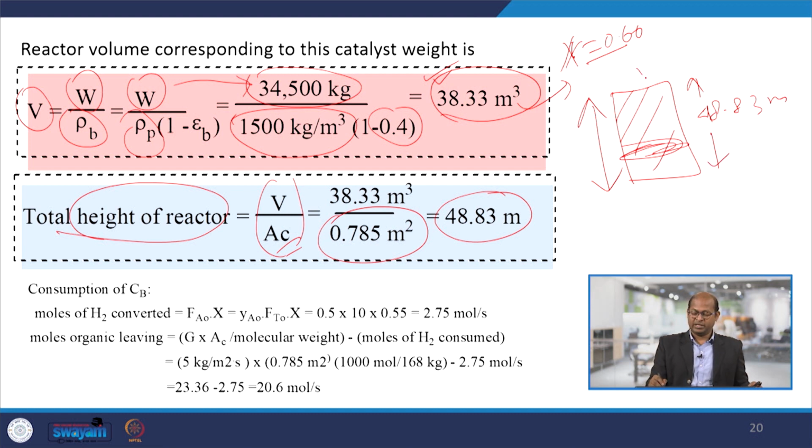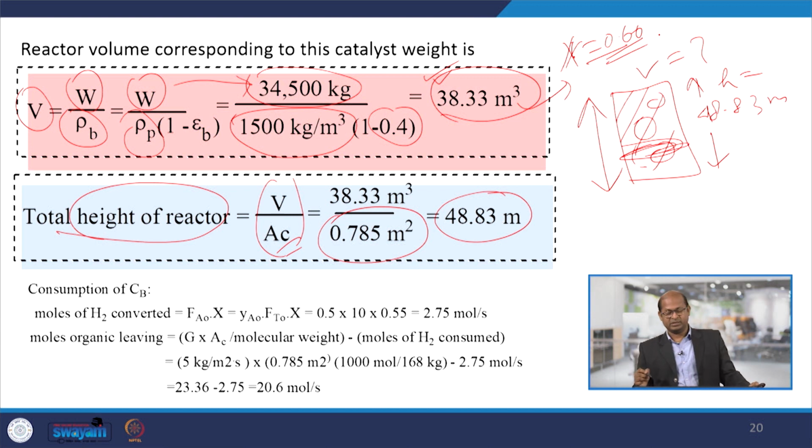So, the volume of the reactors we know, the height of the reactors we know, and how much quantity of catalyst you have to place inside the reactors to get this percentage of conversion, you know. Okay. So, this is the way we can design these trickle bed reactors and find the individual components. This is a very lengthy calculation, but we should know how to deal with this type of trickle bed reactor problem.